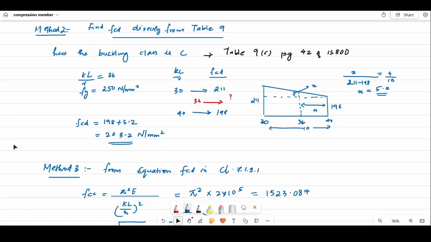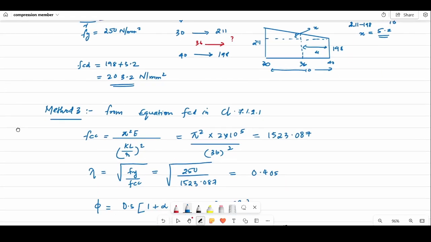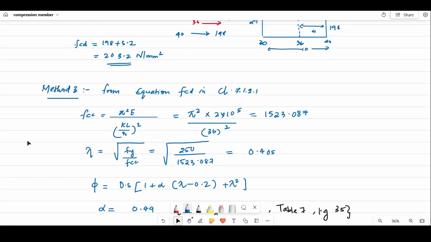Now there is one more method, the last method we can use, which is the equation directly given for the design compressive stress in clause 7.1.2. Using that method also we will try to find the value, and we get almost similar values. So the code has given all these methods. Now in the third method, to find the design compressive stress, it's given in this clause on page number 34.